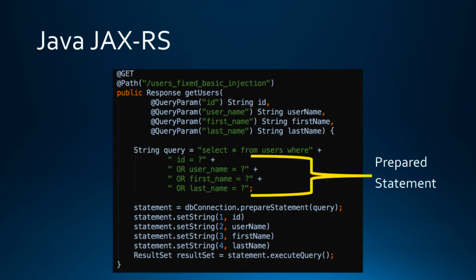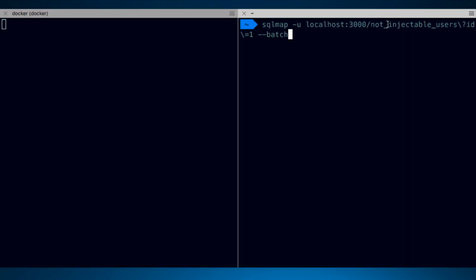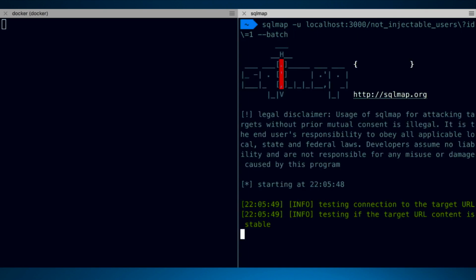But these prepared statements allow you to pass in options without having a significant amount of overhead. It's just really writing the code the right way. So if we have that and we want to rerun SQLMap, we change our endpoint and we're going to use the not injectable users endpoint at this point. After we've changed our code, we change this over to not injectable users and run that same command we ran up front.